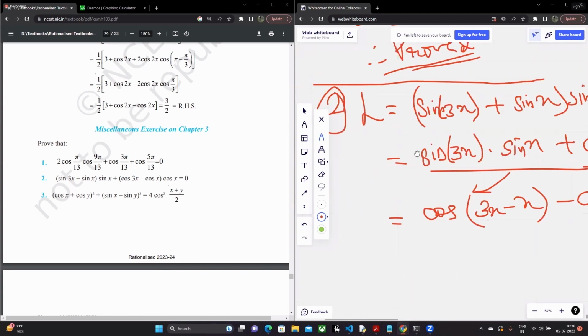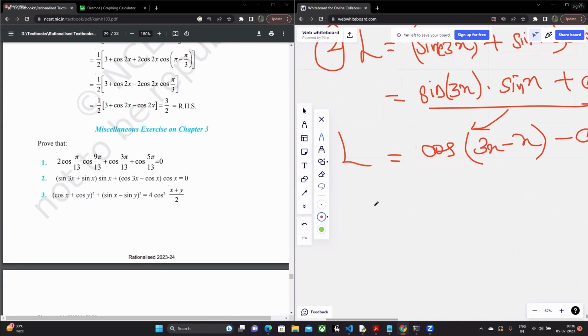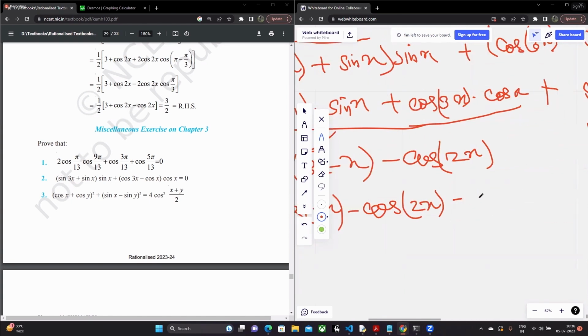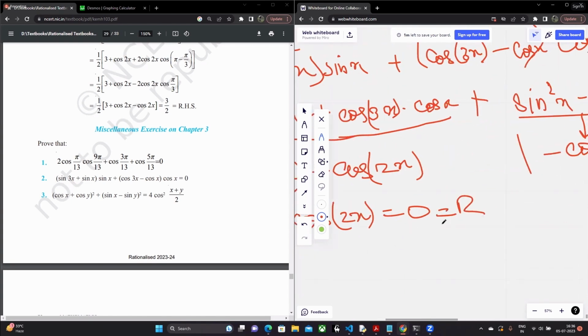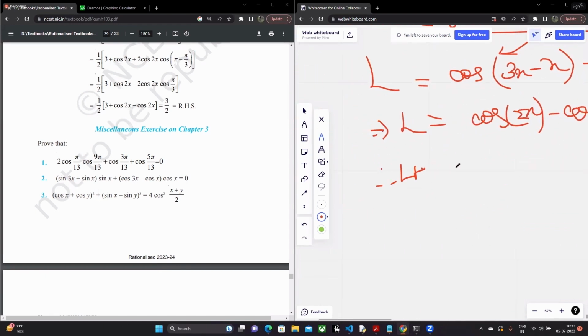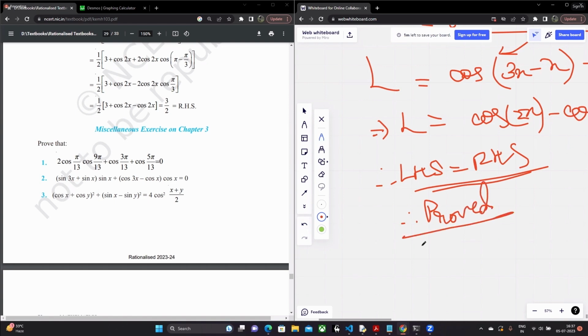L is equal to this. So this means that L is basically equal to cos of 2x minus cos 2x, which is equal to 0, which is equal to the right hand side. Therefore, I can state that LHS is equal to the RHS. Therefore, proved, right?